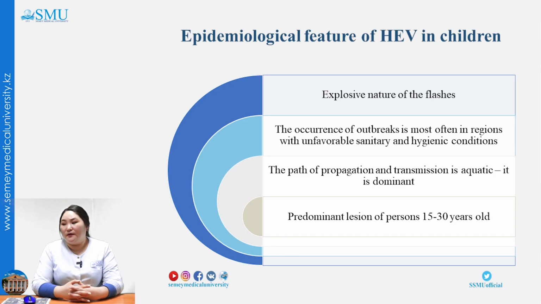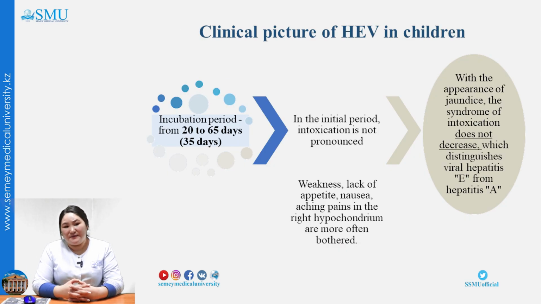The epidemiological feature of HEV infection is that it has an explosive nature in outbreaks, and this is an important factor. This infection is dangerous for young pregnant women, because pregnant women have a specific hormonal background, and here this infection will have severe cases. The incubation period lasts 25-65 days.